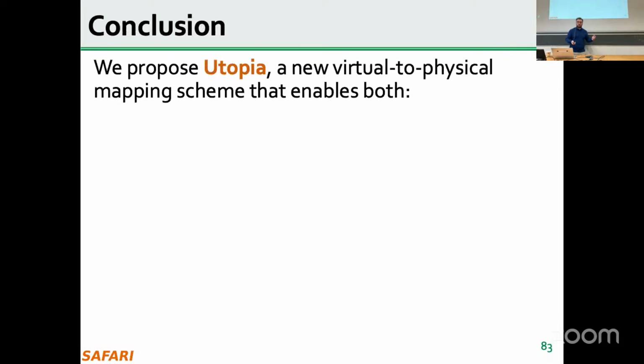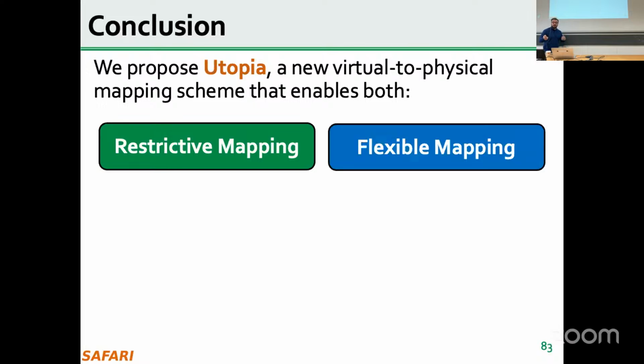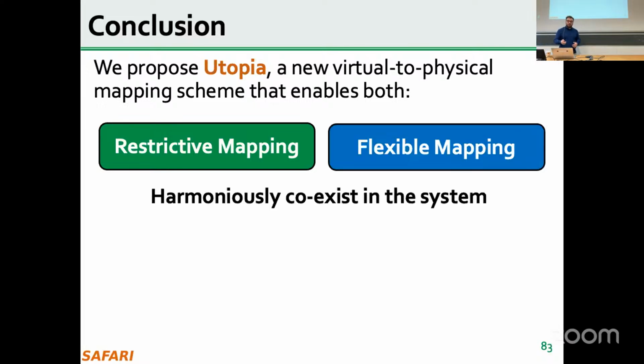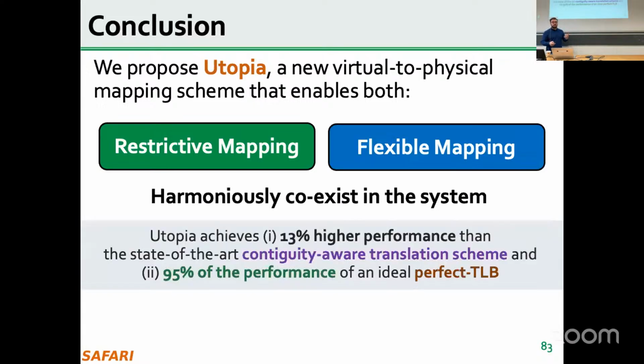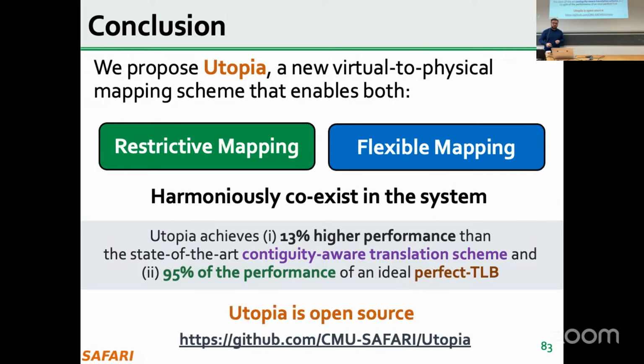In conclusion, we propose Utopia, a new virtual to physical mapping scheme that enables both the restrictive and the flexible mapping to harmoniously coexist in the system. Utopia achieves 13% higher performance than the state-of-the-art contiguity-aware translation and 95% of the performance of an ideal perfect TLB. It's open source, you can find it. It's based on the new simulator. I'm ready for questions.